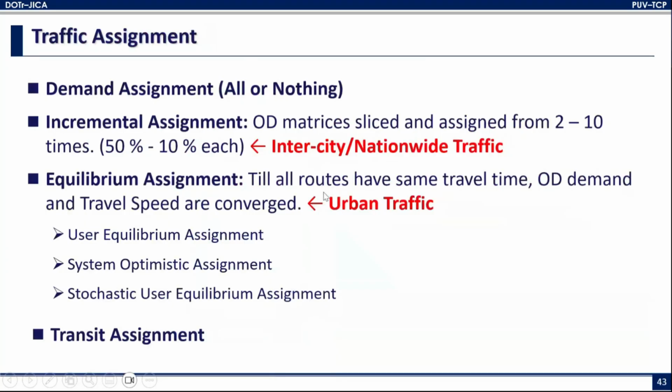Then the last part is the traffic assignment. Traffic assignment is how to assign the OD tables to the computerized transport network. There are some typical approaches, including the demand assignment, the incremental assignment, the equilibrium assignment, and the transit assignment.